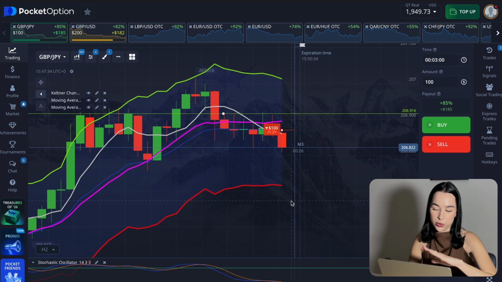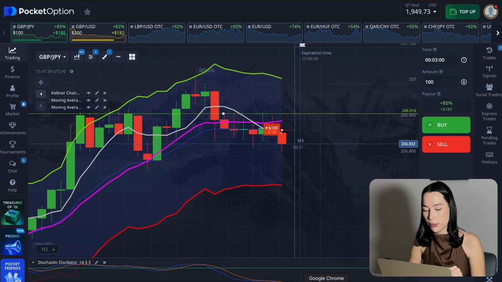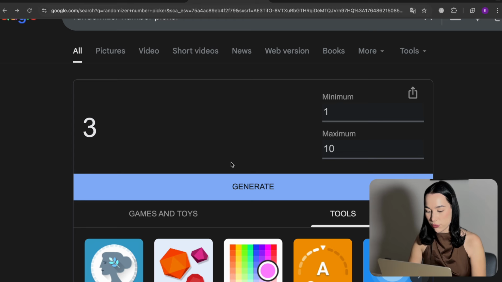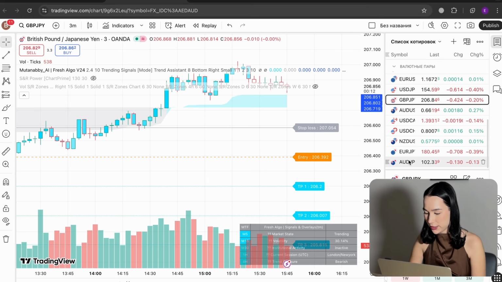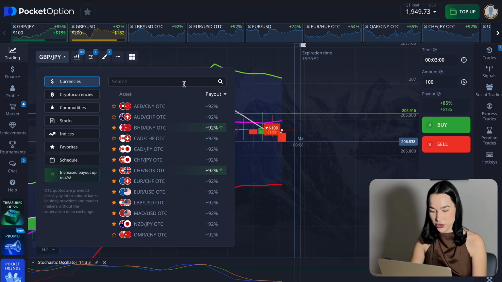For pound and US dollar, I think we're just going to cover one trade we didn't close there, and the other one we will close. So let's go to the randomizer again. It's 10. Okay, perfect. Let's find the last one. It's Australian dollar and Japanese yen. I don't really like the situation there, but let's just check it out.